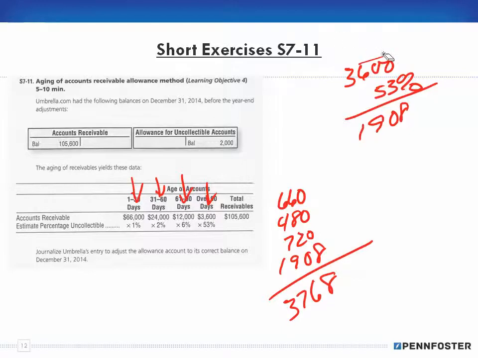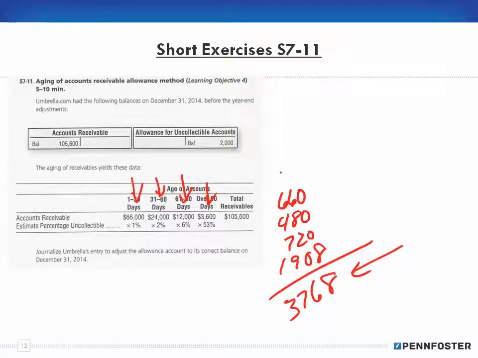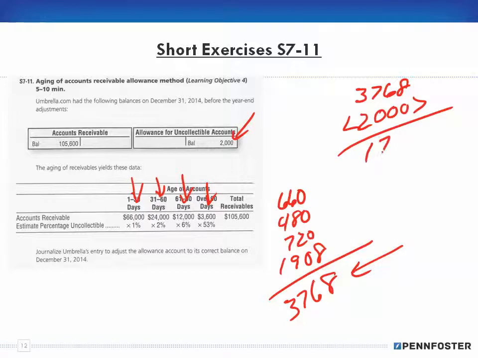Okay, so what we've done is we've said, based upon this aging of our accounts receivable, we feel that our allowance for uncollectible accounts should have a balance of $3,768 in it. But right now the balance is $2,000, so we have to make an adjusting entry for the difference between those two numbers, right? And that would be $1,768. That is the amount that's going to be in the adjusting entry. So let me quickly show this here. Remember, this is our T account for our allowance, and it already has a balance of $2,000 in it.